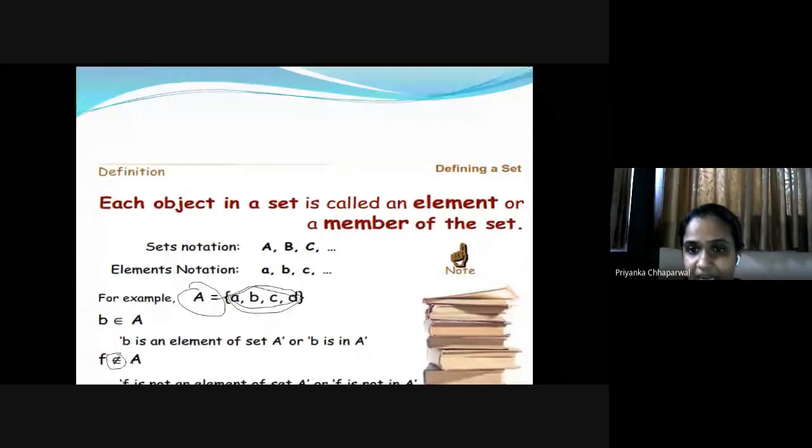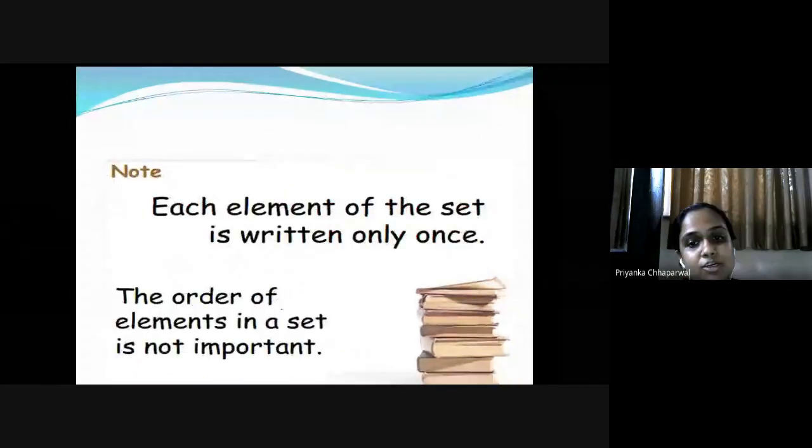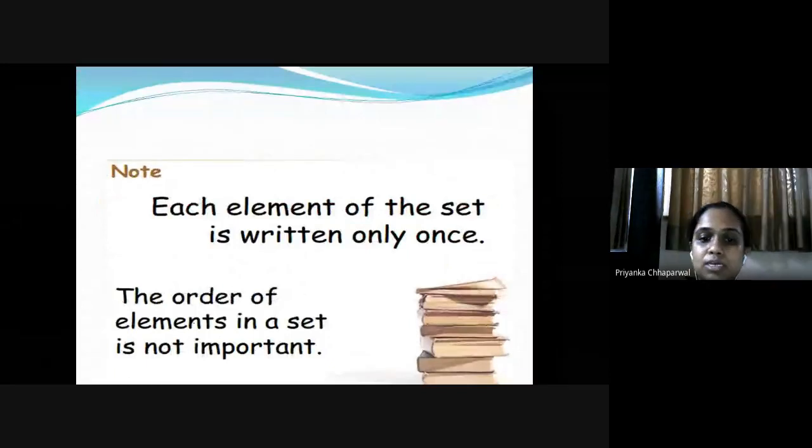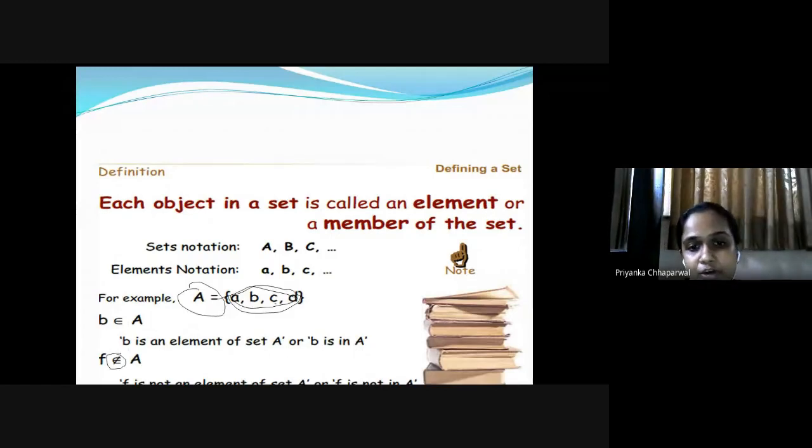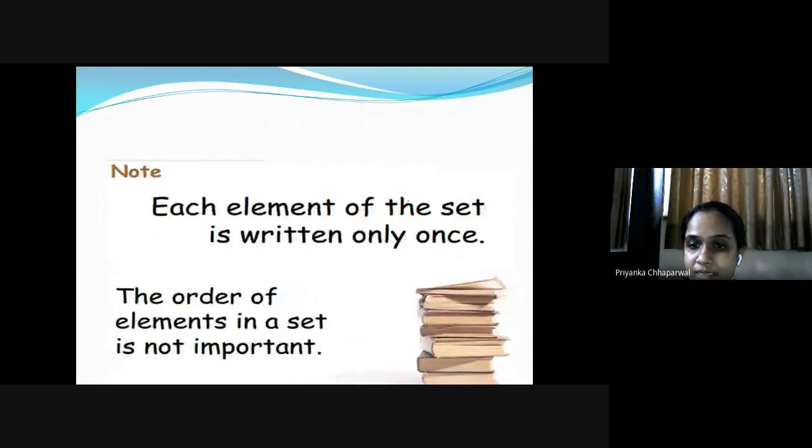So each element of the set is written only once. In this example, suppose we have only four elements: A, B, C, D. I will not repeat any element. Suppose I write A, comma, then A again. I will not repeat this element in a set. So first, each element of the set is written only once.